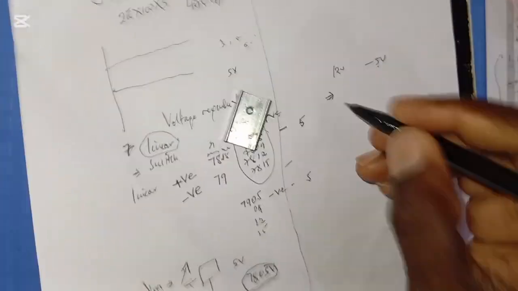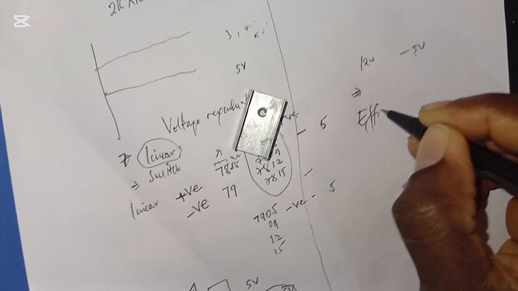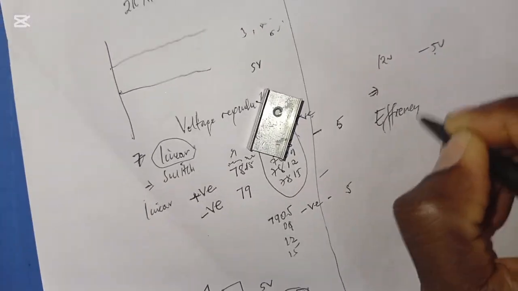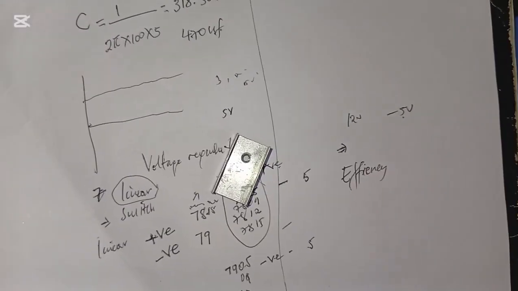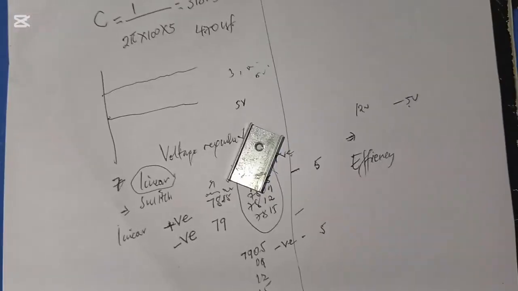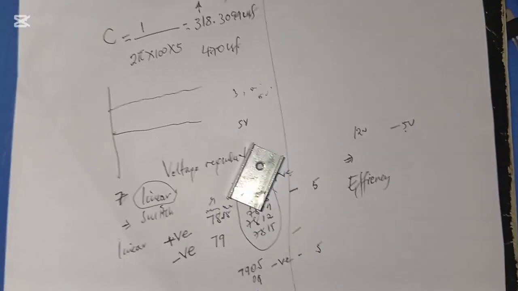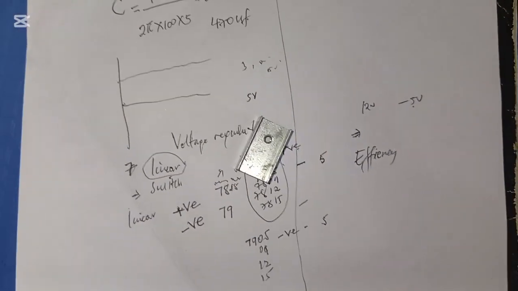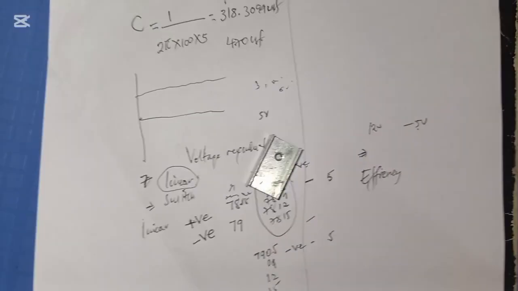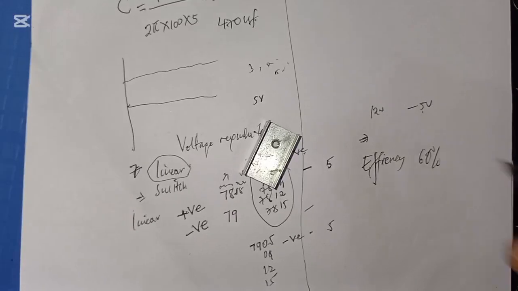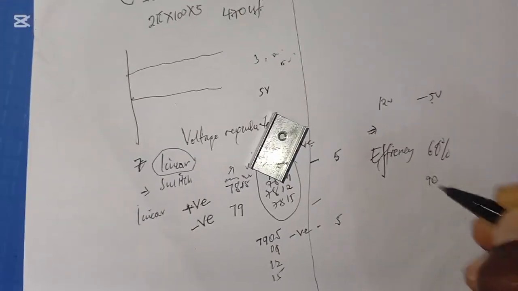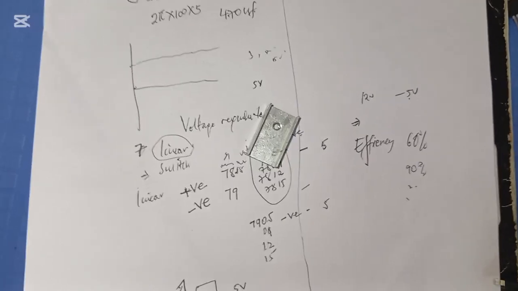Then the efficiency. The efficiency also is important. When you want to design a power supply, you have to check the efficiency. What efficiency do you want at the output? It is very important too. Let me say the efficiency for this is 60%. But if you want to achieve like 90, 95%, this is not going to give you such efficiency.